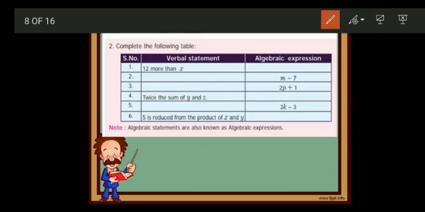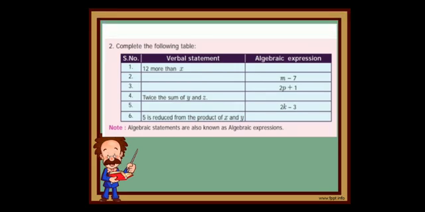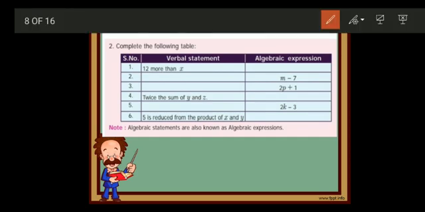See the fifth one. The fifth one is 2k minus 3. What will be the verbal statement? So when 2p plus 1 is there, it is 1 more than twice the p. So what will be 2k minus 3? It is 3 less than twice the k, or 3 less than 2 times of k.